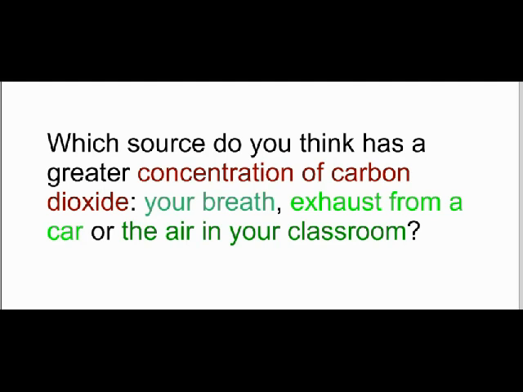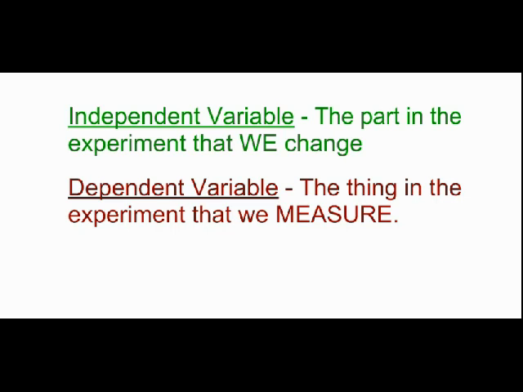The concentration of carbon dioxide is dependent on, or changing with, something. So the thing that is dependent is called the dependent variable, and you can always identify it by looking for the thing that we measure. So there's the part that we measure, the concentration of carbon dioxide, which is the dependent variable, and the thing that we change, which is the independent variable. So again, each time we change the independent variable, which is the source of the carbon dioxide, we're going to measure something, the dependent variable, which will be the concentration of the carbon dioxide in our sample.